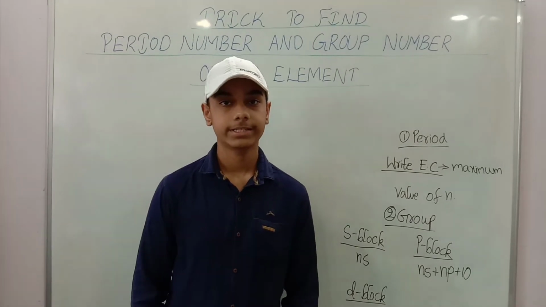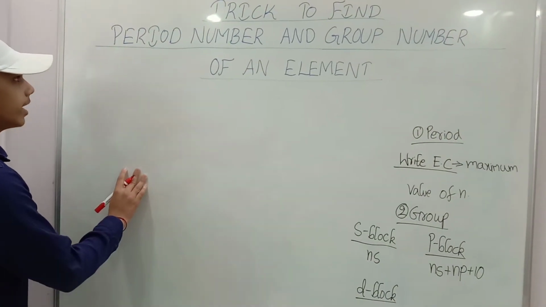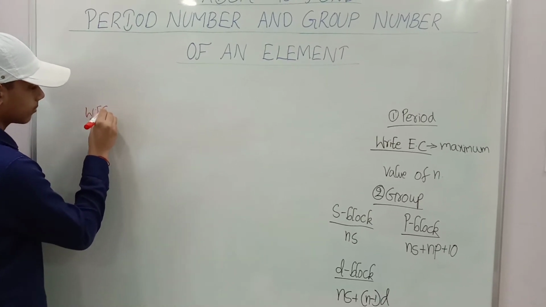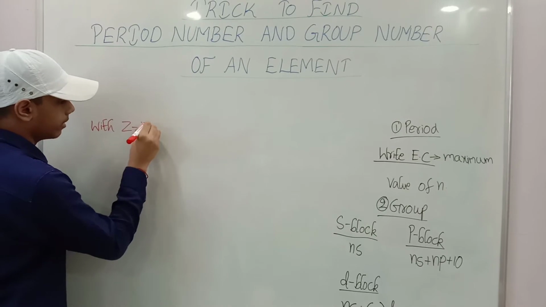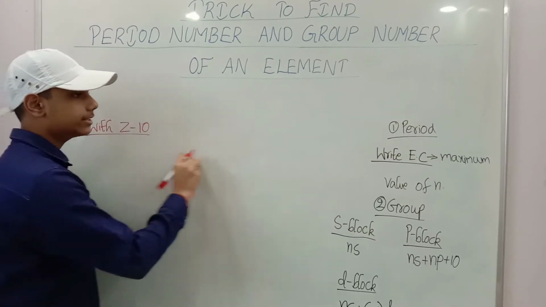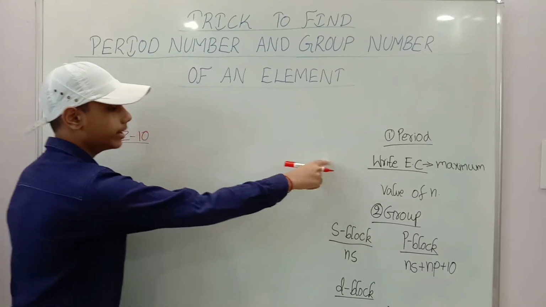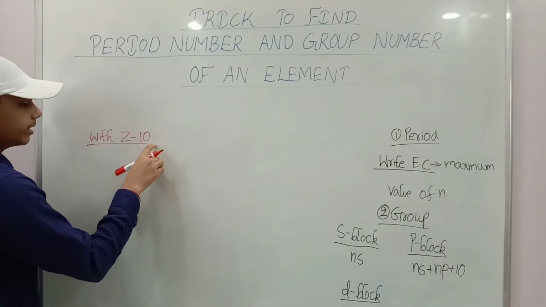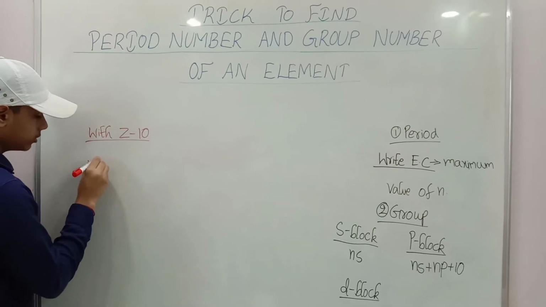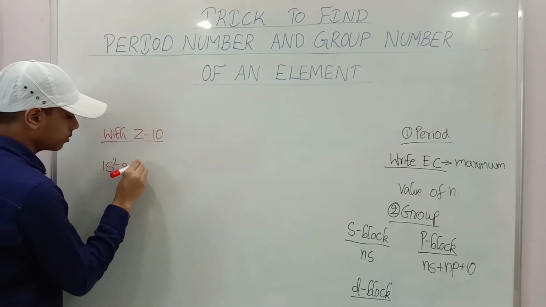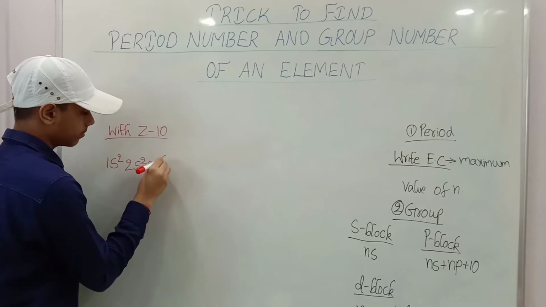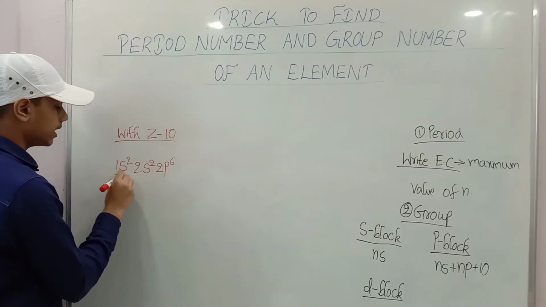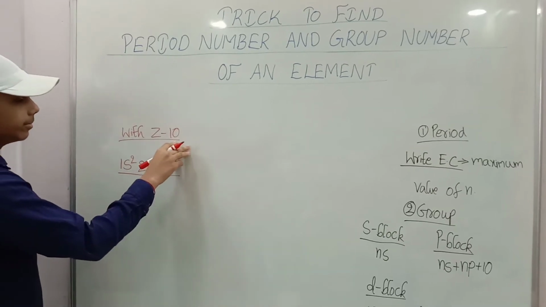Now let's take some examples. The first example is to find the period number and group number of an element with atomic number 10. First let's find the period number. To find the period number, we should write the electronic configuration of the element. The electronic configuration of atomic number 10 is 1s2, 2s2, 2p6. If we add 2 plus 2 plus 6, we get 10 electrons. So this is the electronic configuration of the element with atomic number 10.